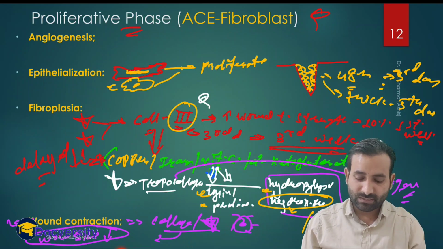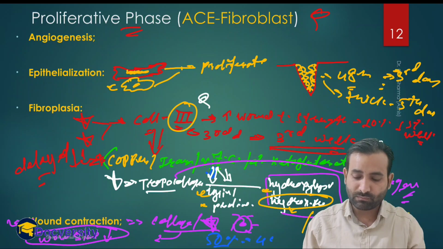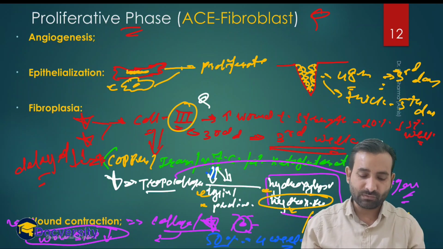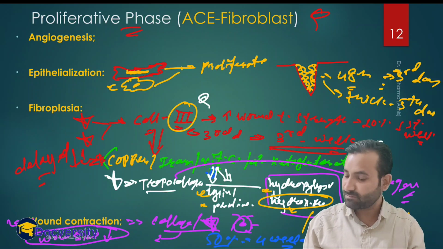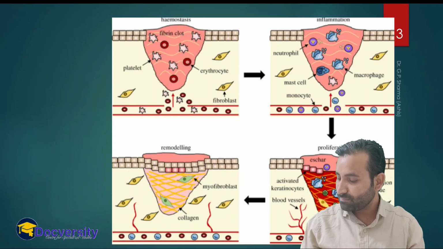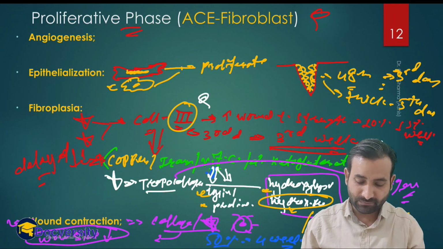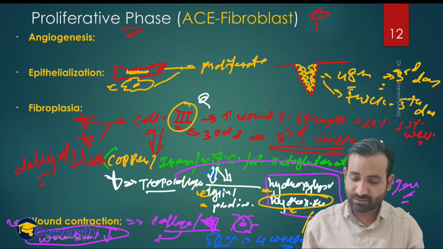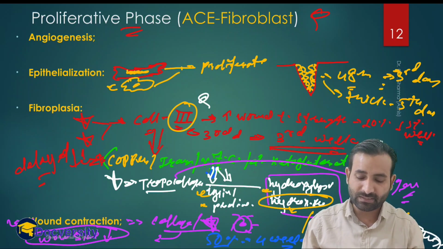In this wound contraction, about 50% of the wound size decreases by the fourth week. By how many weeks? Fourth week. This is also another question. Hope you understand about the wound contraction, right? This wound contraction begins at 5 days, and maximum wound contraction occurs at 5 to 15 days. This is another question in the exam. 50% of the wound size decreases by the fourth week.